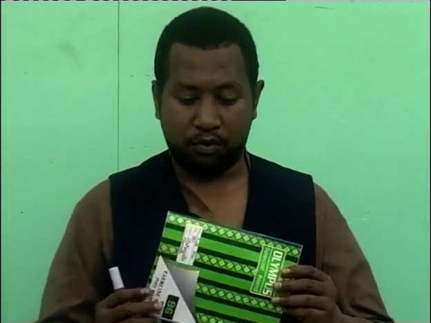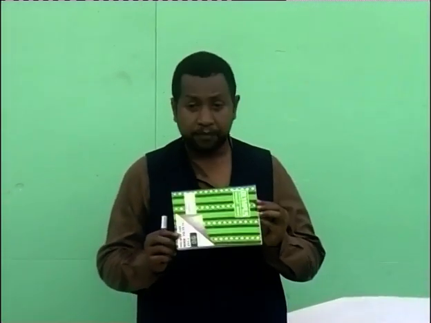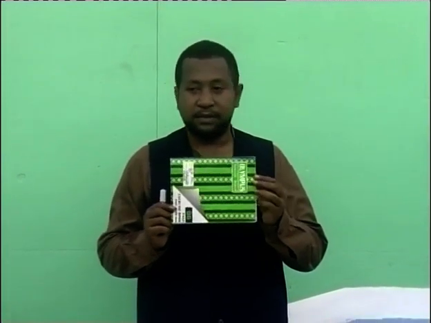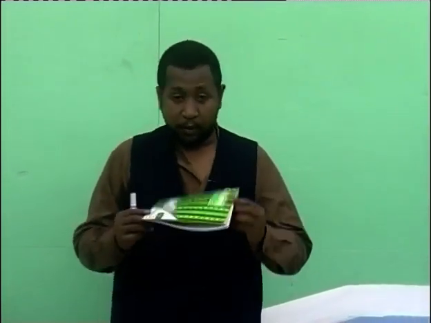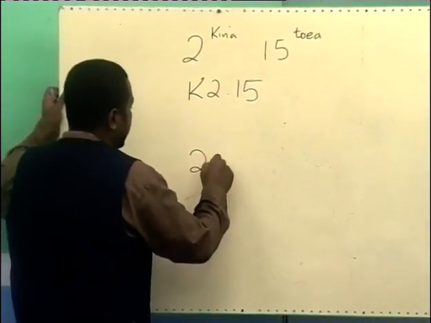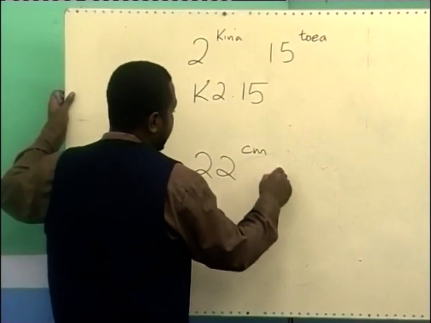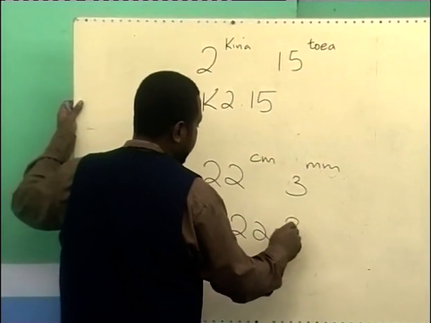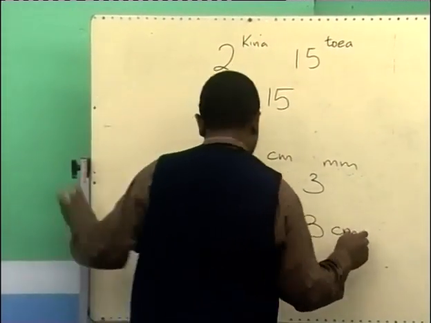of the length of the exercise book depending on the size of the exercise book. Now, for those of us who have an exercise book which looks like this, our measurement should be 22.3 centimeters. So we're going to use this measurement, 22.3 centimeters. I'll write that on the board. Okay, 22 centimeters and 3 millimeters. We can write 22.3 centimeters. Okay, good.